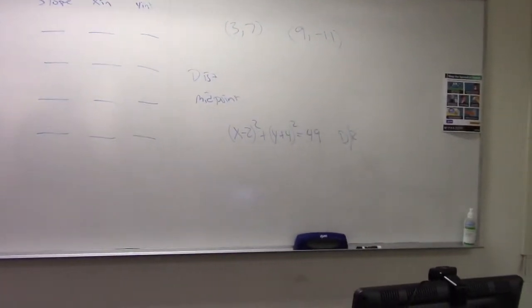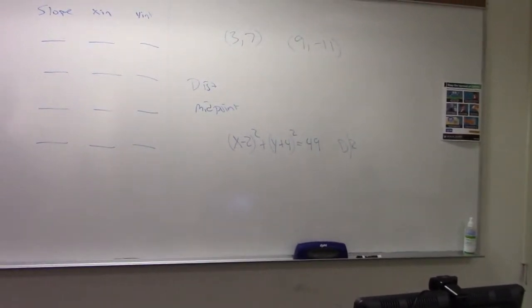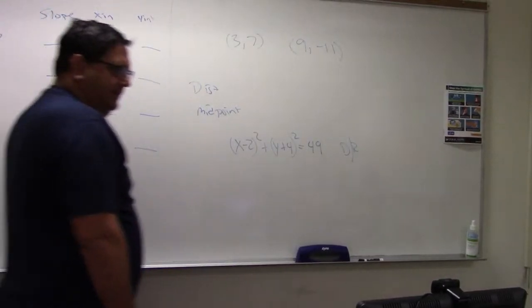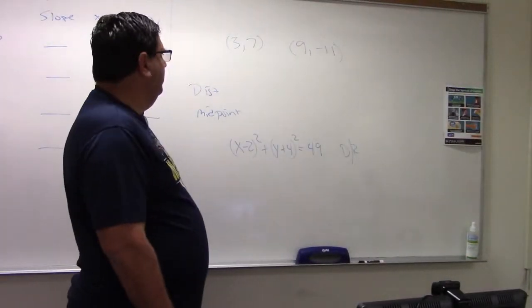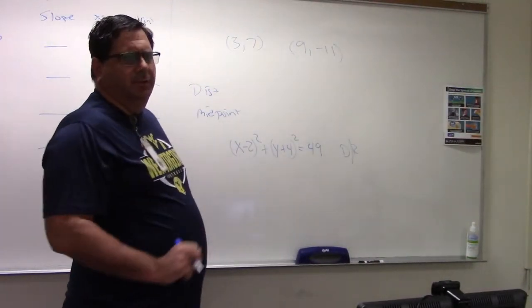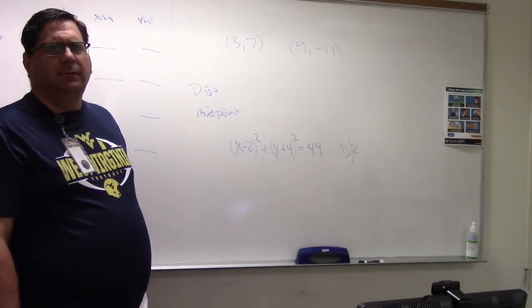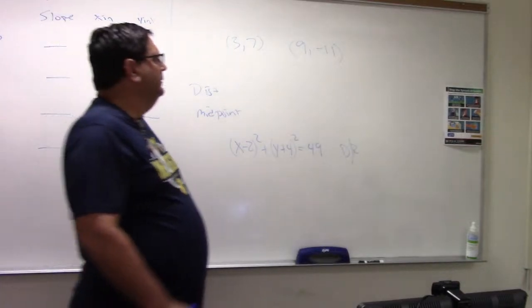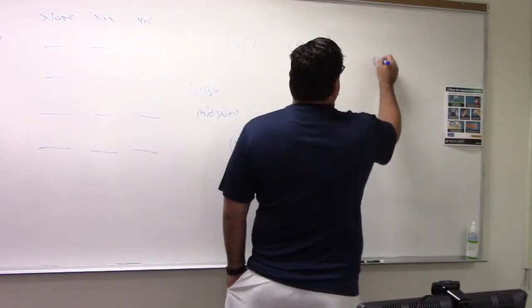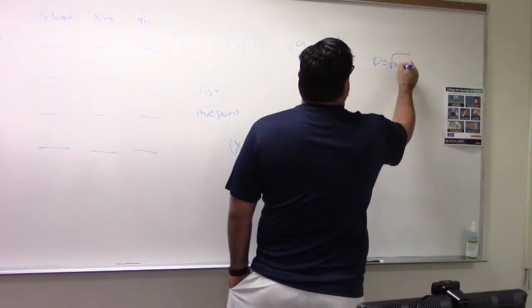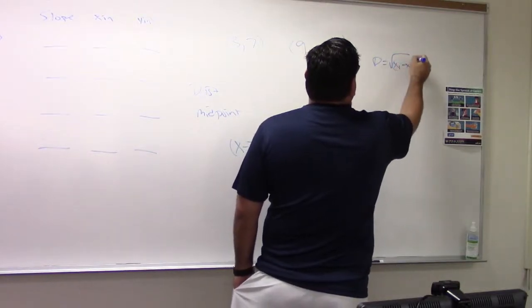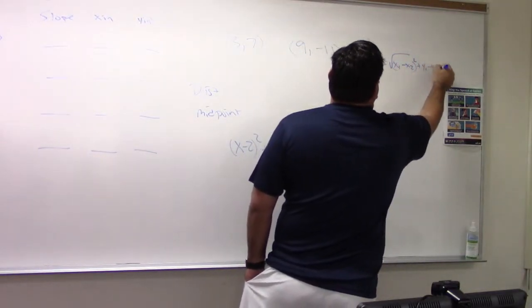You ready? Yes. I forgot that I'm just in this formula. Okay. Well, let's let DJ tell you. DJ, can you handle this? Let me tell you the formula. Okay, go ahead. Should be D equals square root of x1 minus x2 squared plus. Perfect.